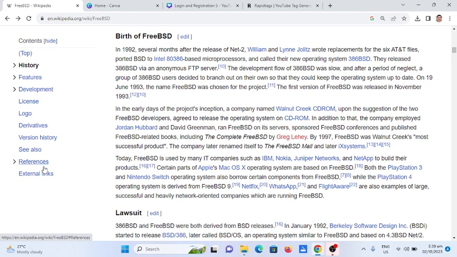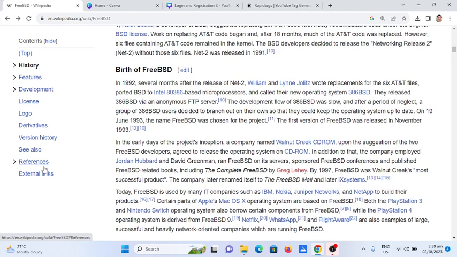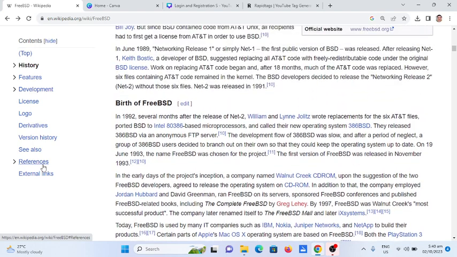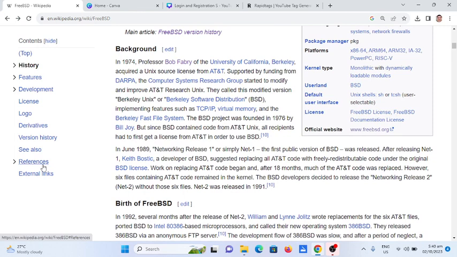Today, FreeBSD is used by many IT companies such as IBM, Nokia, Juniper Networks, and NetApp to build their products. Certain parts of the Apple macOS operating system are based on FreeBSD. The PlayStation 3 and Nintendo Switch operating systems also borrow certain components from FreeBSD, while the PlayStation 4 operating system is derived from FreeBSD 9. Netflix, WhatsApp, and FlightAware are also examples of large, successful and heavily network-oriented companies which run FreeBSD. Okay guys, so this is the end of a brief history of the FreeBSD operating system.